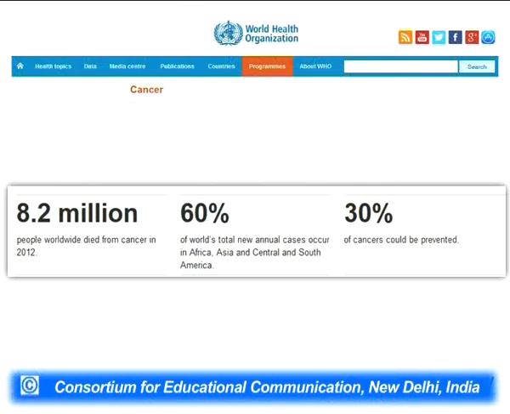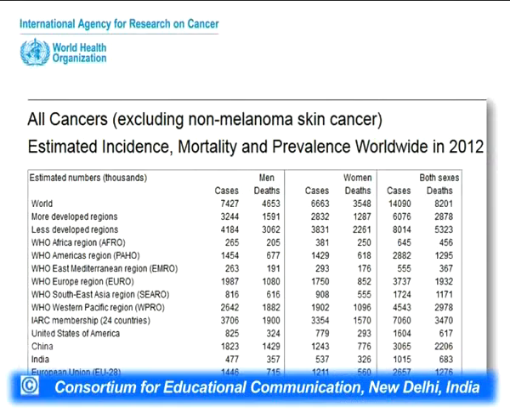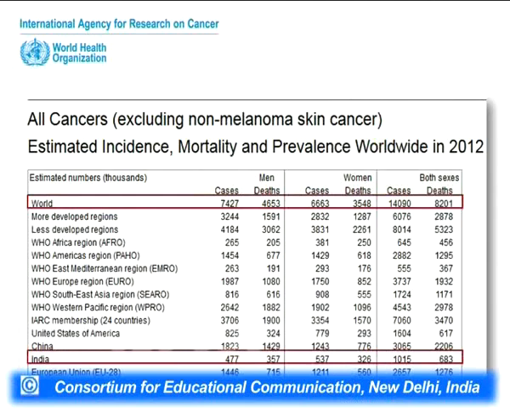The WHO, in some of its recent reports in 2012, has said that about 8.2 million cancer patients are dying of cancer. Of these, 60% of the cases are found in Africa, Asia, and Central and South America. Of these, 30% of the cases can be treated if they are diagnosed at a very early stage. Cancer has spread throughout the world: there are about 14 million cases, of which about 8.2 million people die of cancer.